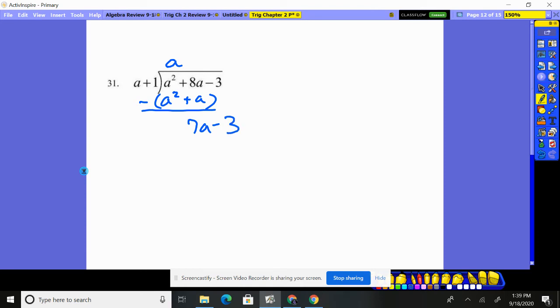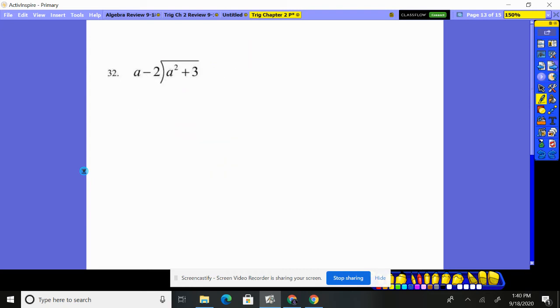A into 7a, 7 times. 7 times a, 7a. 7 times the 1, 7. Subtract the whole thing. 7a minus 7a goes away. Negative 3 minus a 7, the remainder is a negative 10. Now you could put minus here, but we just go ahead and put plus negative 10 over the a plus 1.